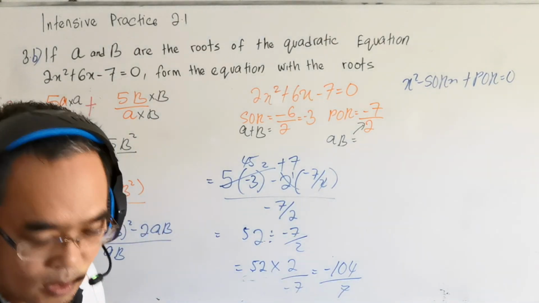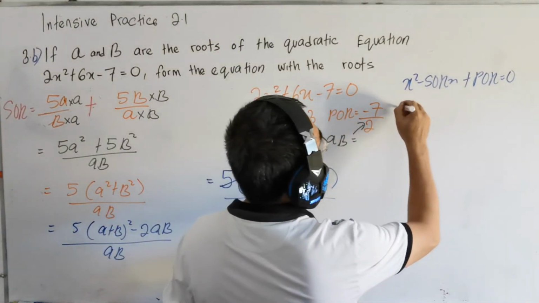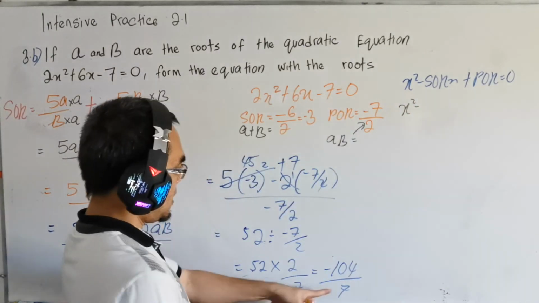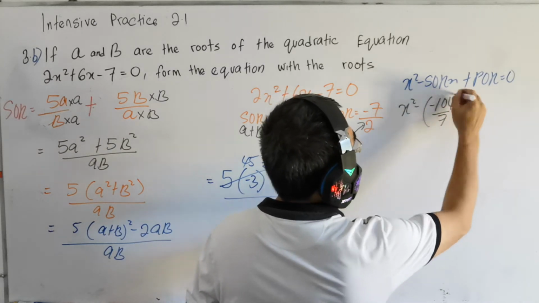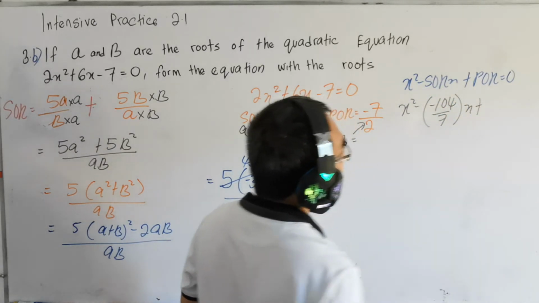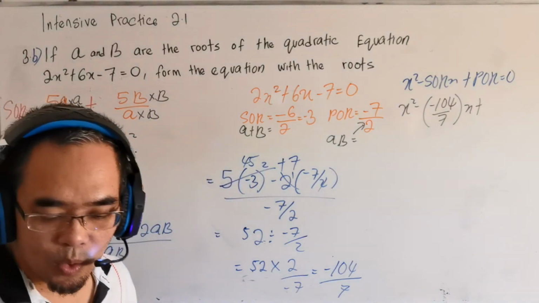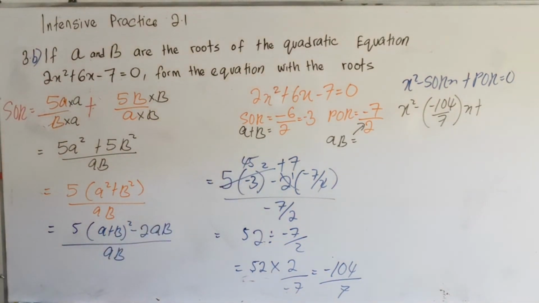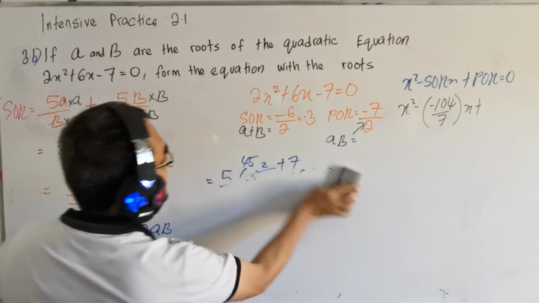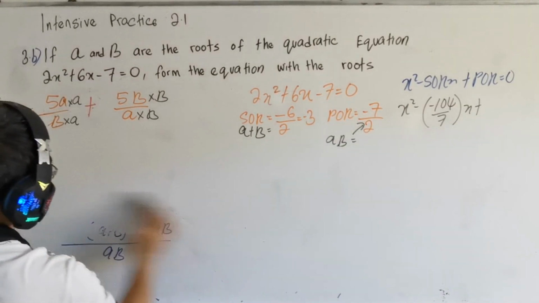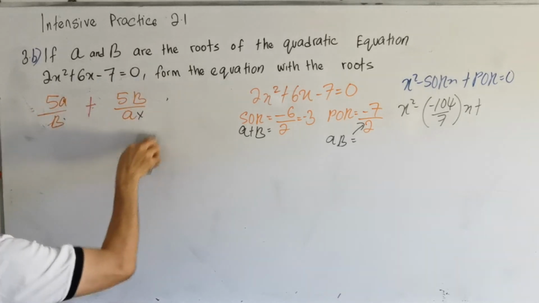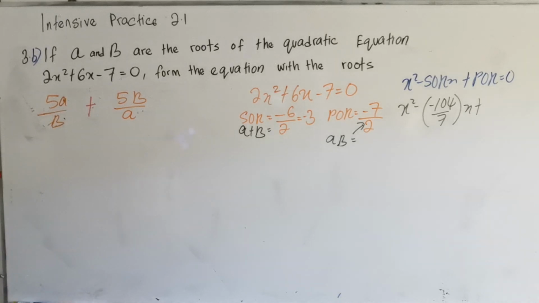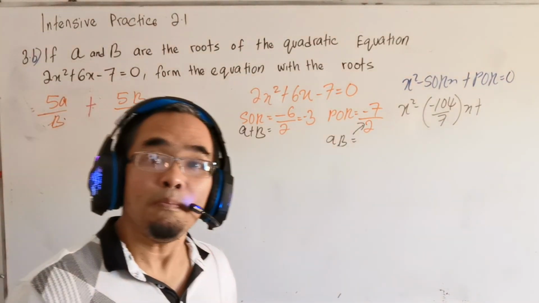Okay, so we can replace now SOR as negative 104 over 7x plus POR. POR we have not calculated yet, so just replace it because I need all the space here to do our POR. So what is the POR? POR, product of roots. So product of roots, multiply.